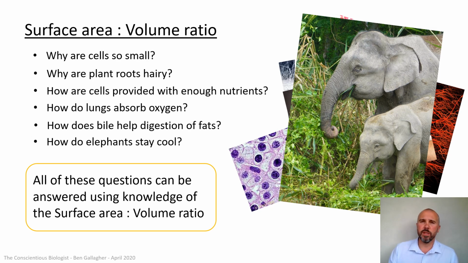How are cells provided with enough nutrients? Well, it's capillaries that deliver the blood to all of your cells. Your heart sends blood out through an artery, which then branches out into millions of tiny capillaries. And capillaries are really, really small.